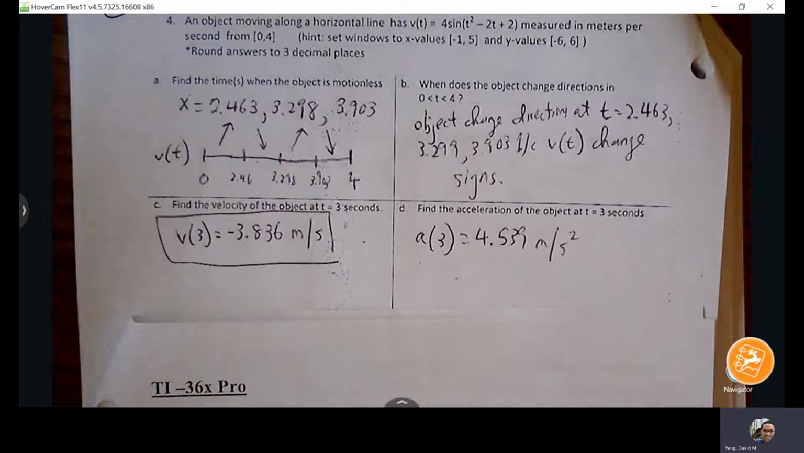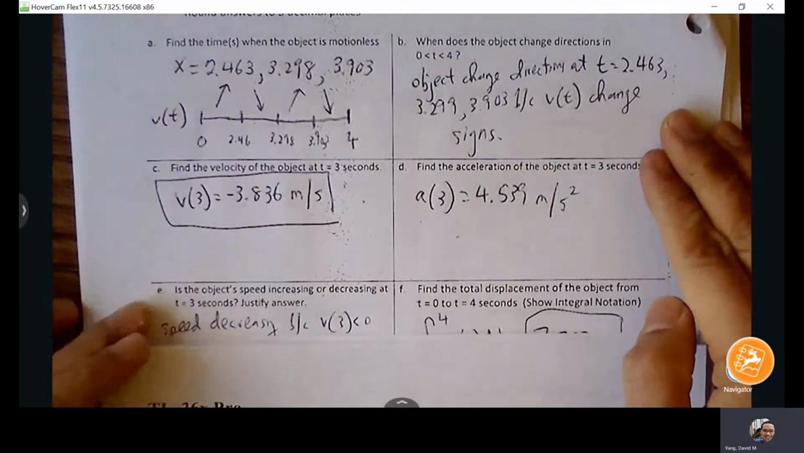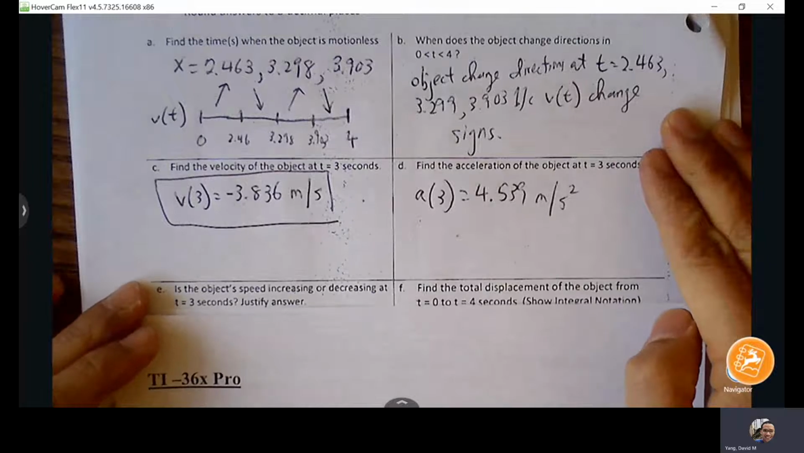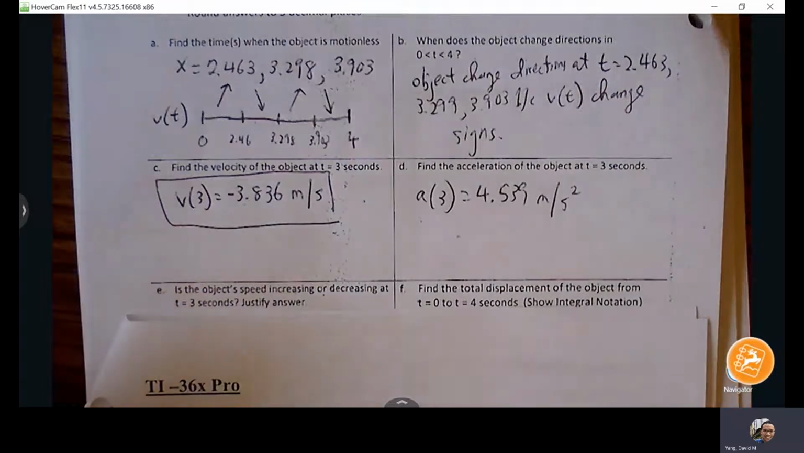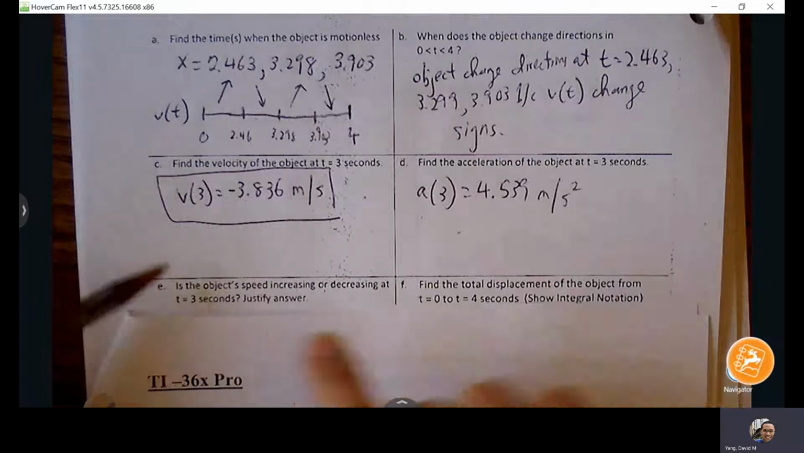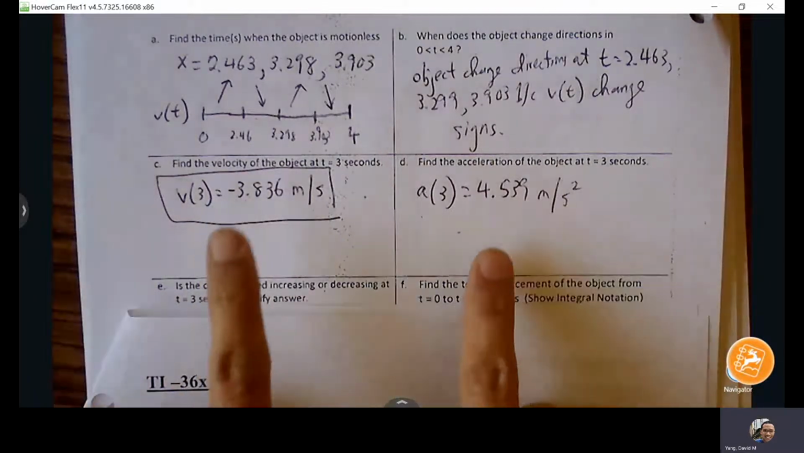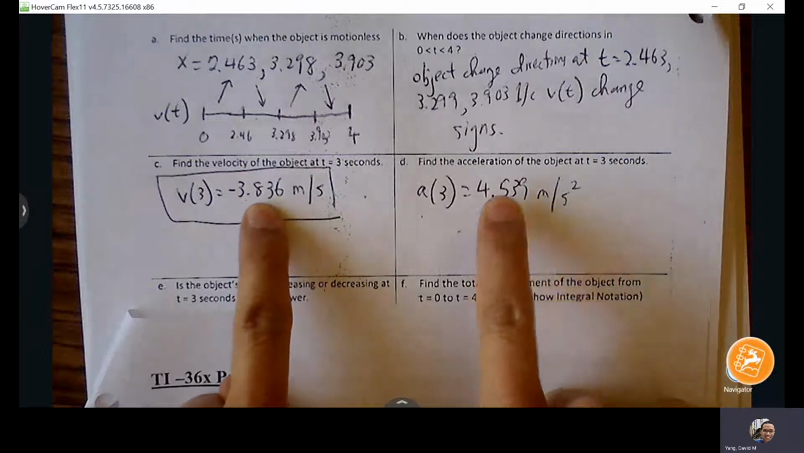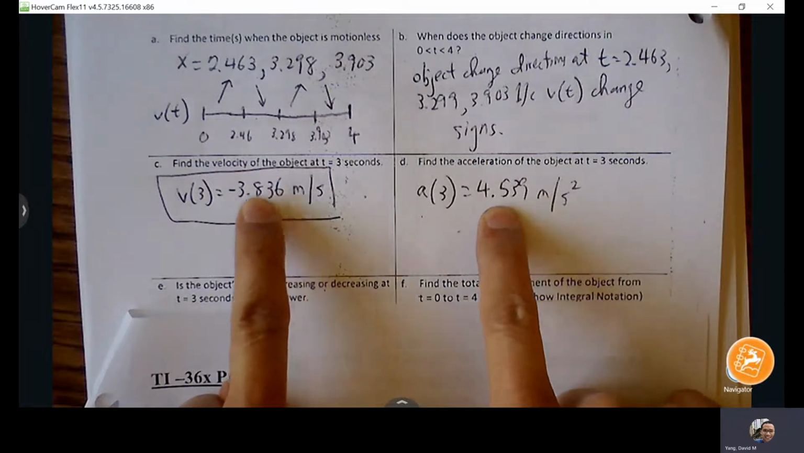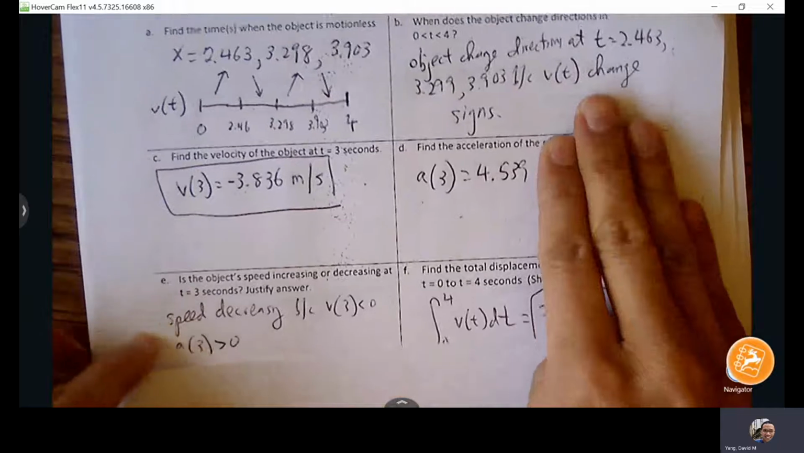Okay. Any questions with calculator so far? Okay. Part E, is the object's speed increasing or decreasing? How can we determine speed increasing or decreasing? What do we look at? Okay. Compare signs between velocity and acceleration, right? So here, different signs means what? Decreasing speed, yeah.